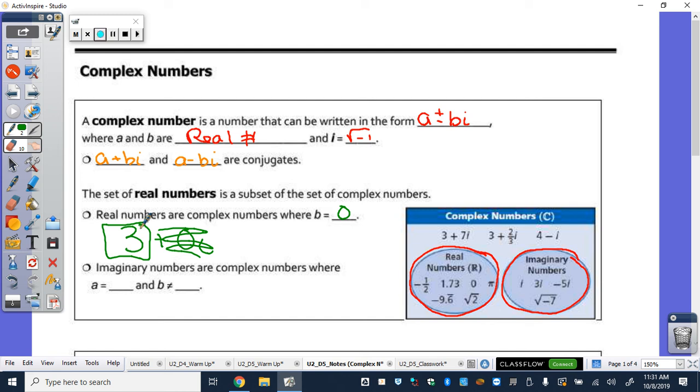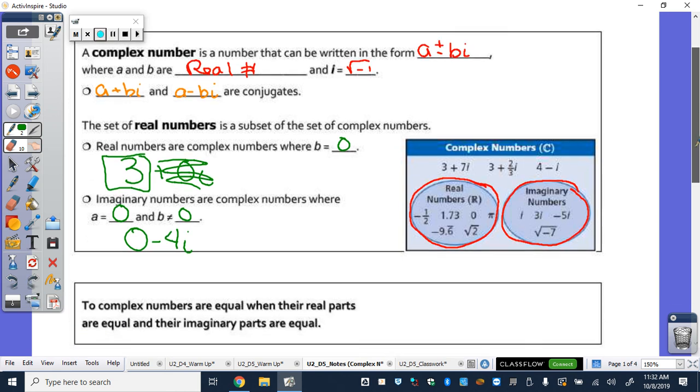And then our imaginary numbers are when your a value is a 0 and your b value is not a 0. So for example, 0 minus 4i. That's just purely an imaginary number because you don't have that first part. You don't have that a value there.